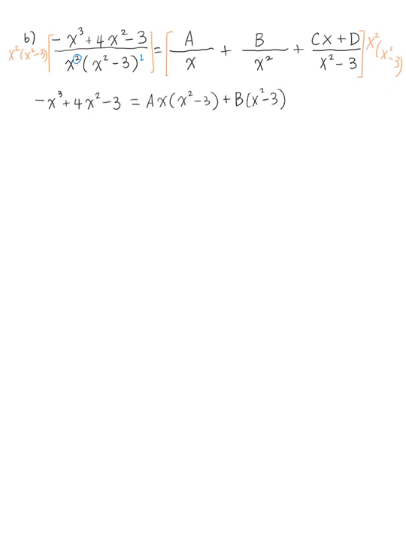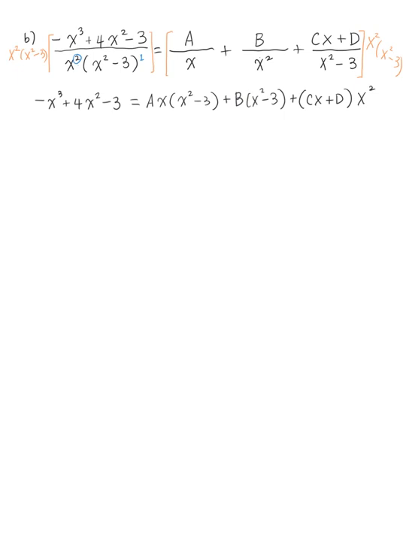Now the next one, be careful here. Cx plus d is one quantity. Put parentheses around it. Cx plus d. And then notice that x squared minus 3 is going to cancel out. So what you're left with is just the x squared. So far so good. So we got ourselves a basic equation here.